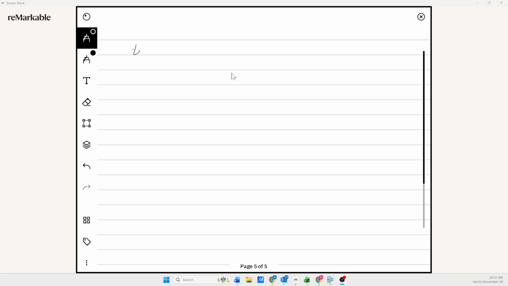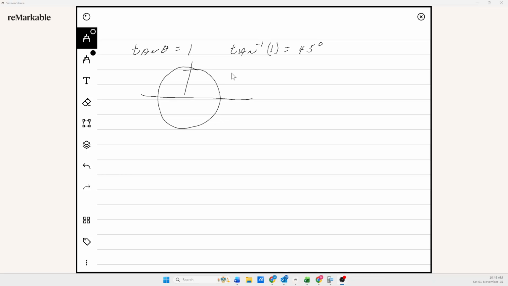Let's look at the tangent. The tangent of theta is equal to 1. So where does that come in? Well, if I do the inverse tangent of 1, I'm going to get 45 degrees, right? If we think about the unit circle, that's over here. 45 degrees is my reference angle, and that's one of my answers. That's theta right there.